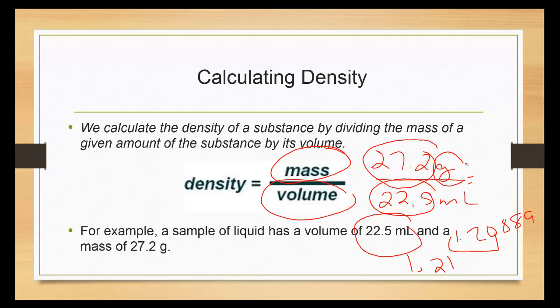The units are whatever units the mass and volume are in. So it's going to be grams per milliliter. One important note is to make sure that your units always match up. So if you're given a mass in kilograms, yet a density in grams, you need to make sure that you convert it appropriately to get everything in the correct units.